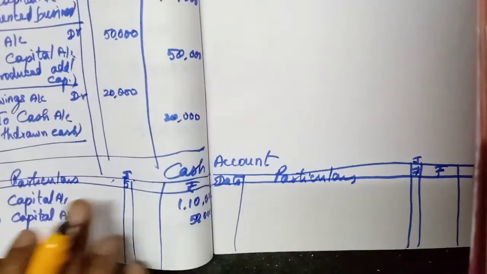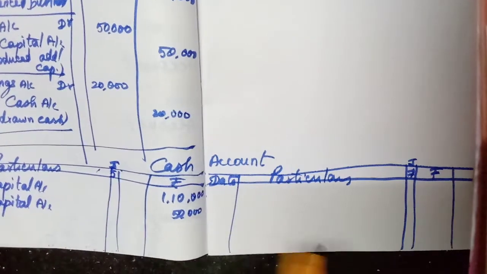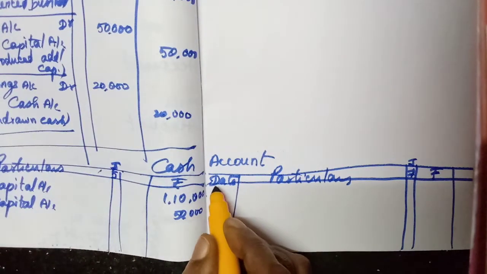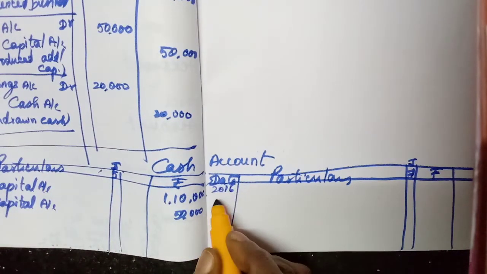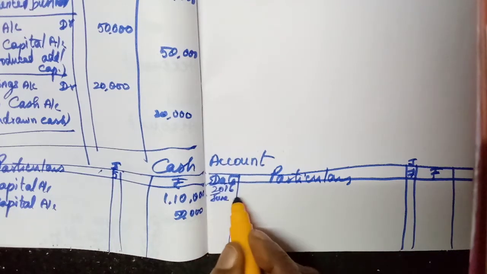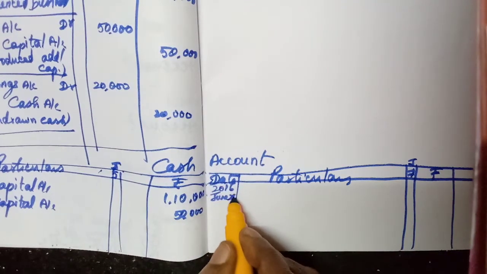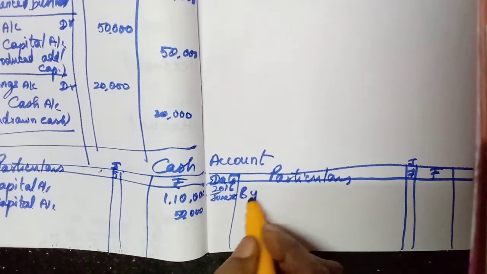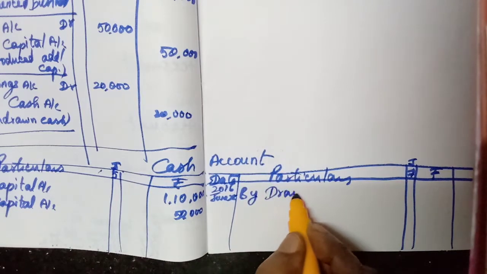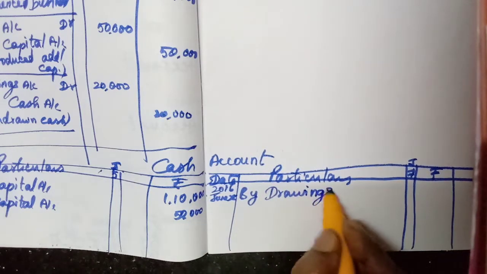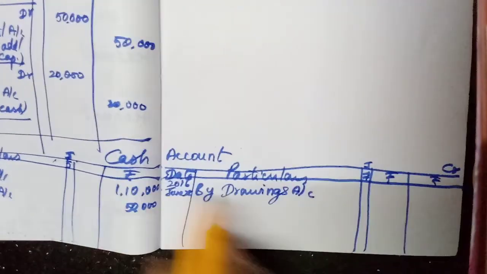Okay, then third entry, cash is credited. So credit side we should write. So we have to first write the year, then month, then date 28. By drawings account. By drawings account. Okay, 20,000.